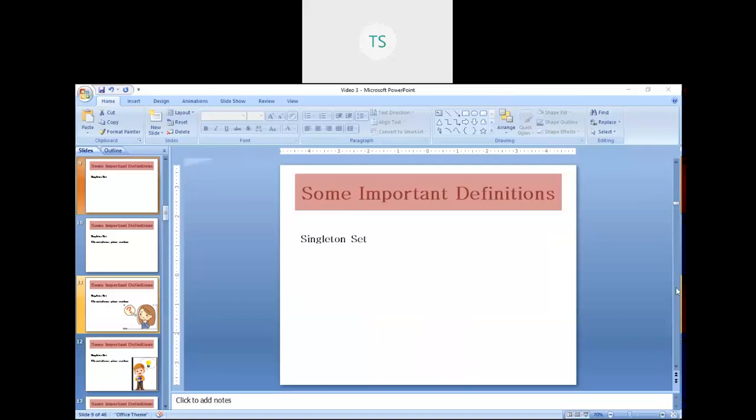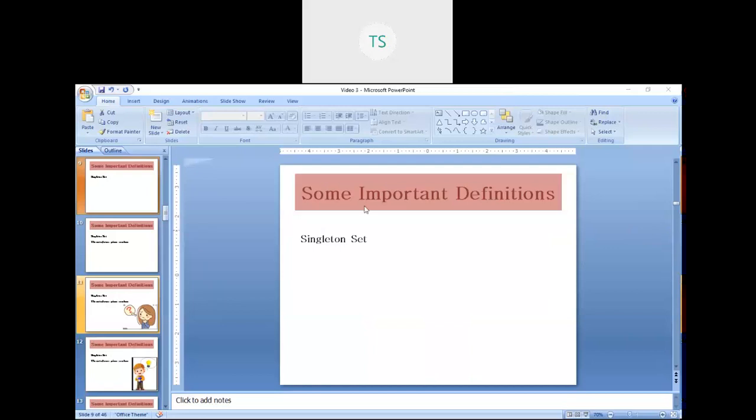This is an example of a singleton set. That means a singleton set is a set containing only one element. Now I can give you one example of a singleton set: the lady president of India. How many lady presidents are we having? Only one, that is Pratibha Patil. So that's why it is a singleton set. In this way you can give other examples of a singleton set also.